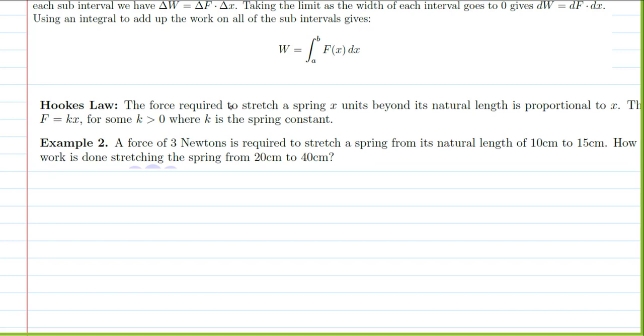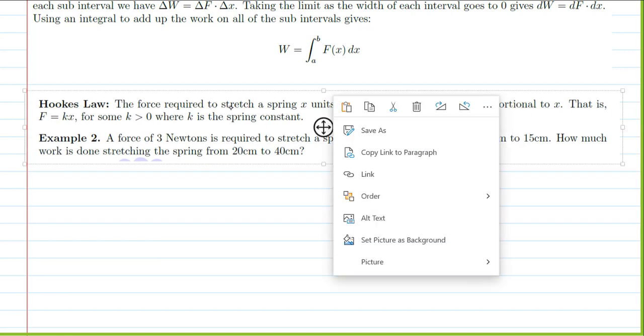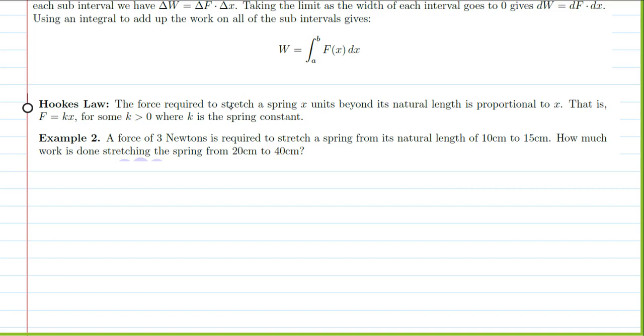So the first thing we want to talk about is Hooke's law, which is a physical observation law from physics. The force required to stretch a spring x units beyond its natural length is proportional to x. That is, F is equal to kx for some k, where k is the spring constant. The thing that we probably haven't done for a while that we want to take note of is directly proportional. So this is actually just an equation for direct proportionality, right? The force is directly proportional to the distance.